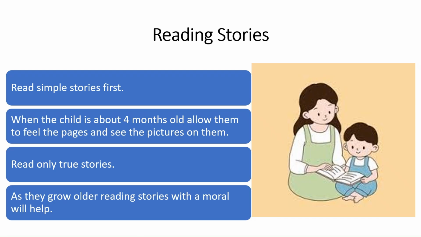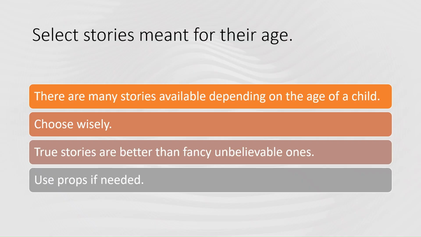Reading stories. Read simple stories first. When the child is about 4 months old, allow them to feel the pages and see the pictures on them. Read only true stories. As they grow older, reading stories with a moral will help. Select stories meant for their age. There are many stories available depending on the age of a child. Choose wisely. True stories are better than fancy, unbelievable ones.